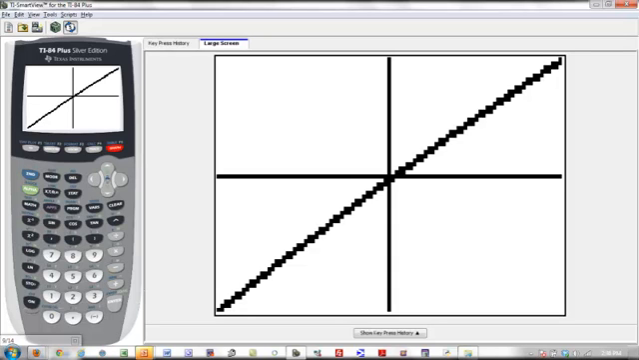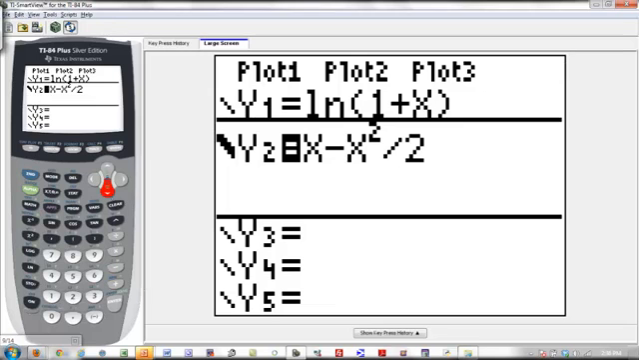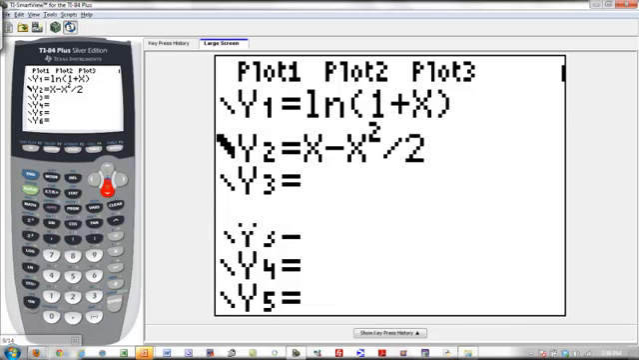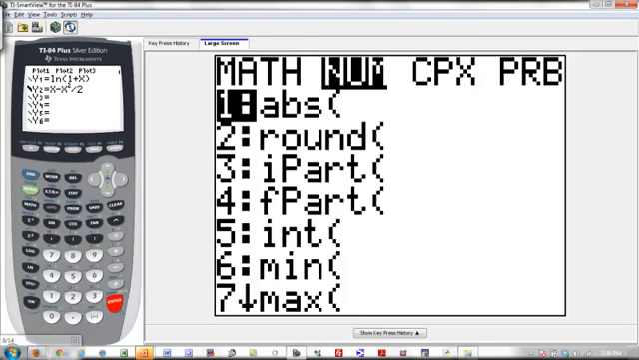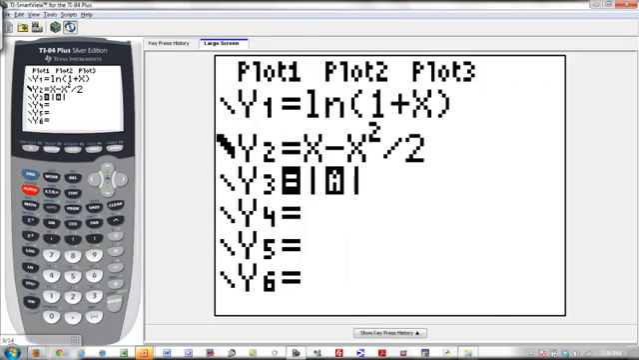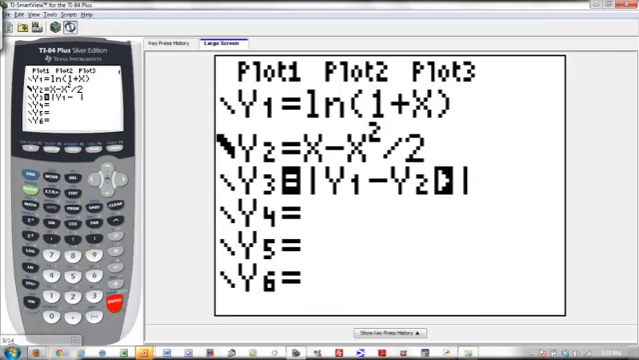You know what? Let's see if we can actually see the difference in the error. I'm going to do one more change here. I'm going to turn off this plot, and then in y3, I'm going to plot the absolute value of y1 minus y2. Well, y1 is the real function, and y2 is the estimator function. So the absolute value of that difference is what we call the error.